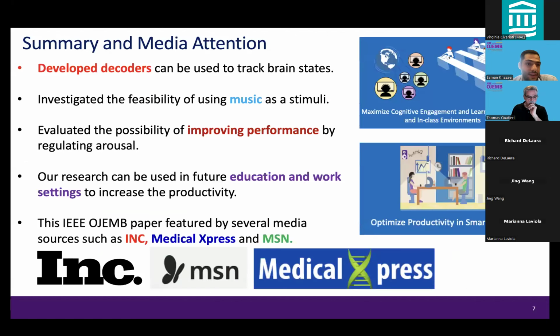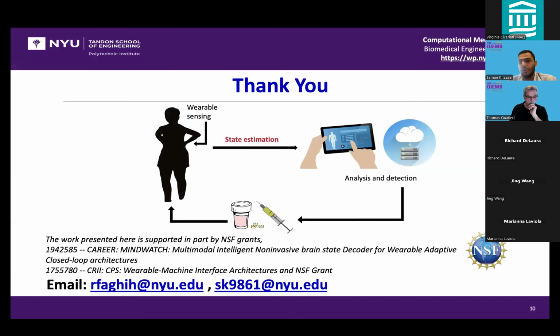To summarize, we developed decoders that can be used to track these hidden arousal and performance brain states. Then we investigated the feasibility of music as a stimulus to regulate arousal and performance. Then we evaluated the possibility of improving performance by setting the arousal in a moderate range. In future, this research can be used in educational settings and smart workplaces to increase productivity and performance. So with that, I would like to thank you for listening to this presentation, and let me know if you have any questions.